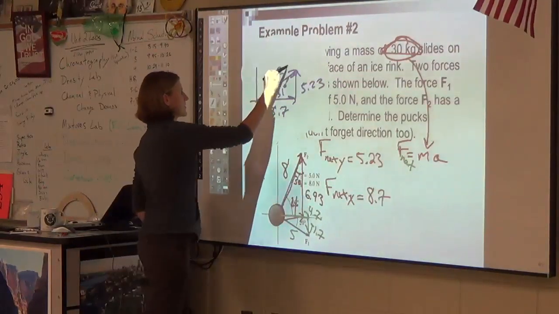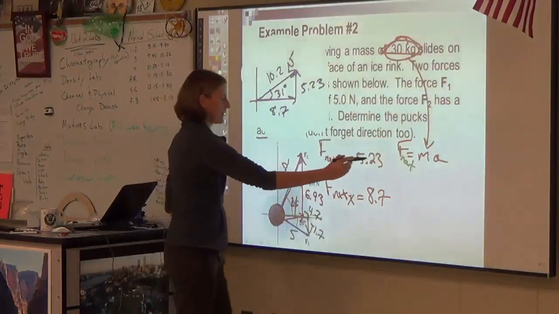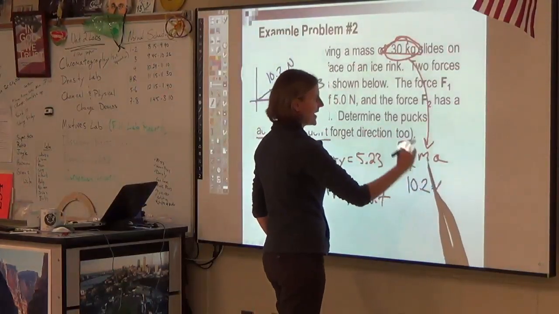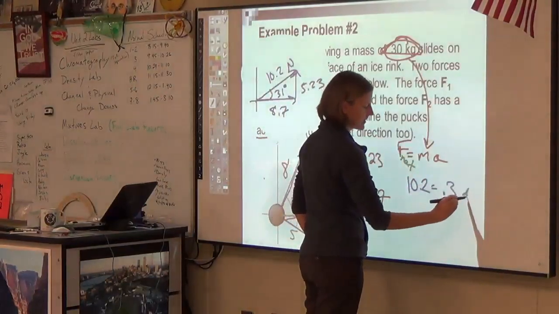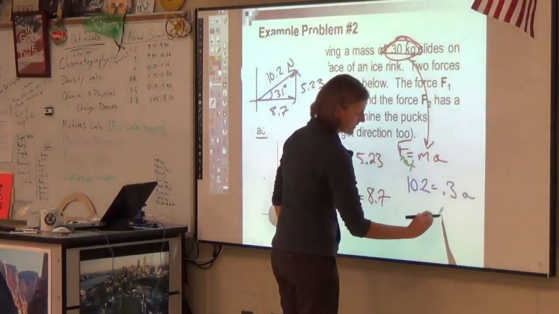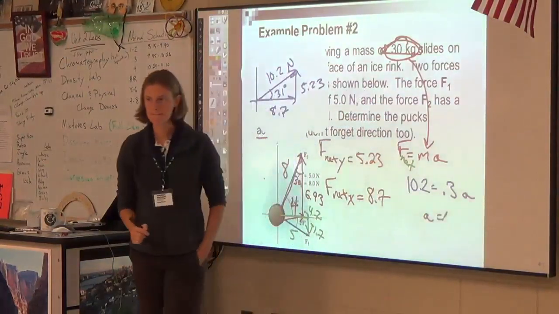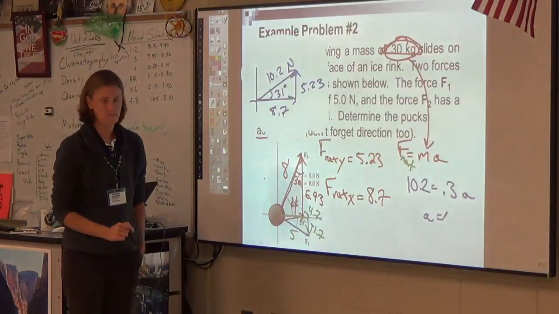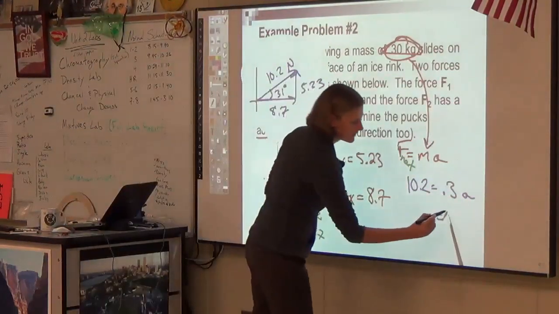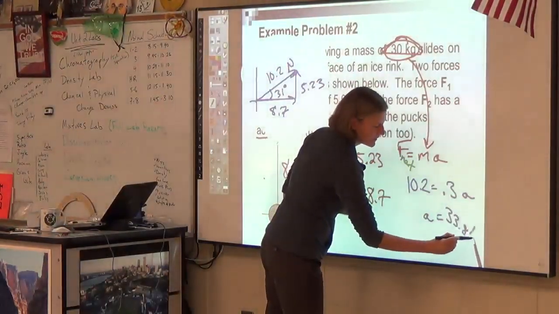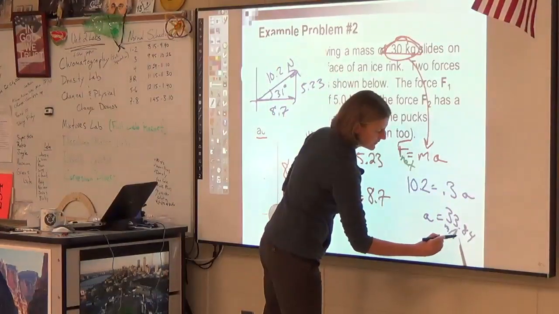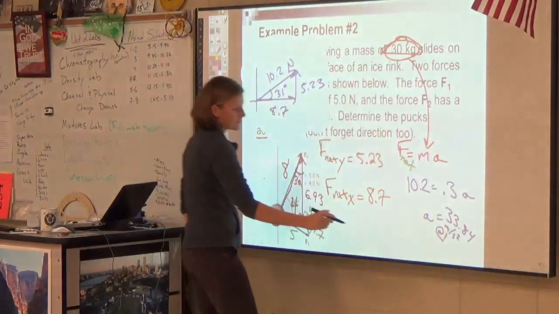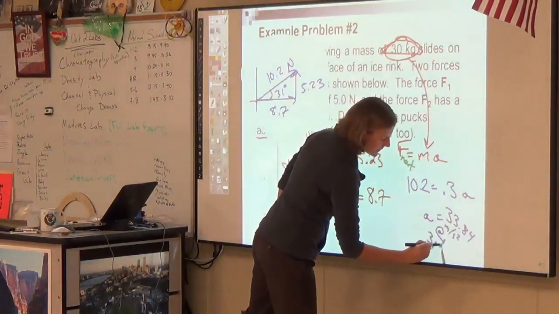All right, a lot of work just to get the net force, but now I can plug that in for F equals ma. So 10.2 equals the mass of 0.3 times a. So divide that, and a would be 33.84 meters per second squared at the same angle as the net force. Got to be going that way. 31 degrees.